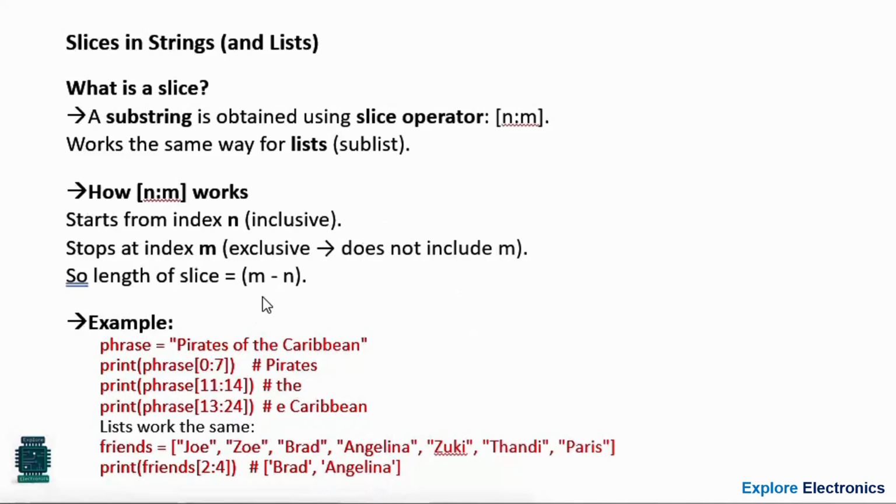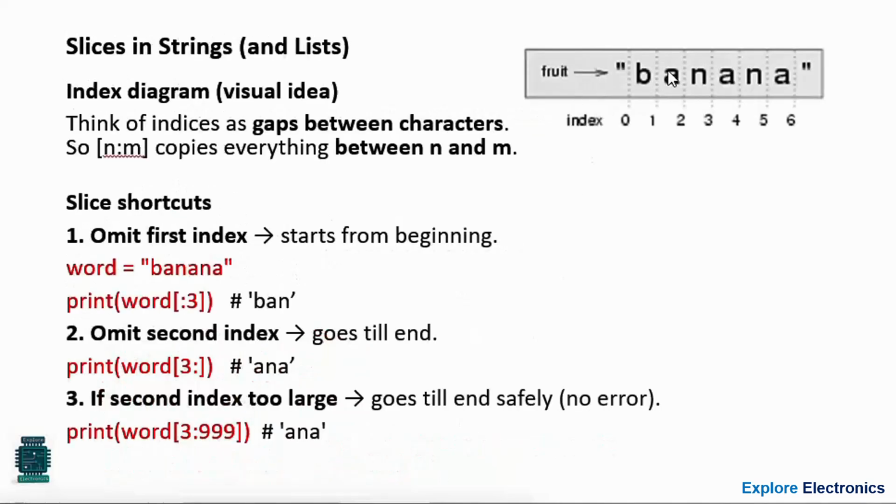Very simple. Clear? Here you can see in the diagram, B is 0, A is 1, N is 2, A is 3, N is 4 and A is 5. Here it is very clear. And indexing starts from 0. Think of indices as gaps between characters. So N colon M copies everything between N and M. If I take N colon M, it will copy everything from N to M. That is banana. It will print the output as banana.